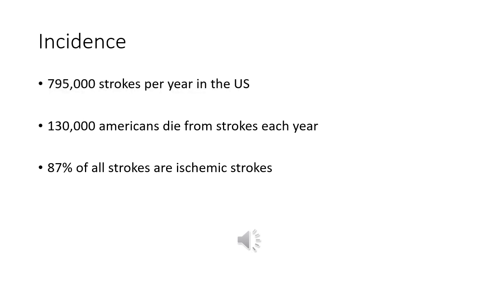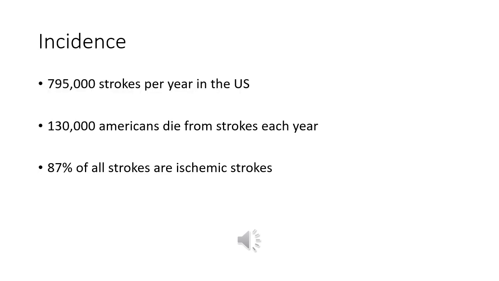So about 795,000 strokes happen in the US every year. Of those, about 130,000 people in the US die from their strokes every year. And of all those strokes, 87%, so about 9 in 10 strokes, are the result of ischemic attacks. Ischemic meaning obviously a lack of blood flow to an area. That's usually caused by an embolism or a thrombus formation. That could also be the result of athero or arteriosclerosis.